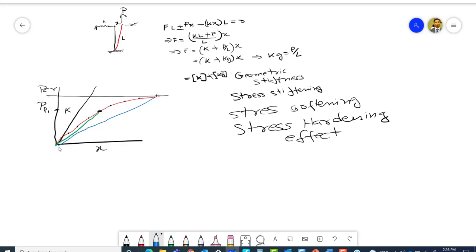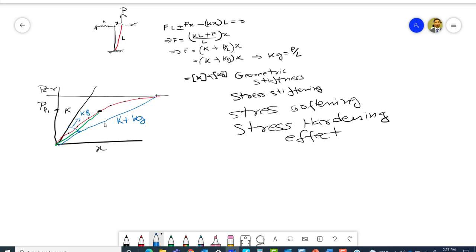Now, if you carefully notice, this graph is the representation of K plus kg. K is the actual slope that we have determined for the first order analysis, but kg is the shift from the initial path due to the inclusion of the second order effect. So the slope has shifted from this point to this point, right? The entire slope has changed from this angle to this angle, right? So this angle is kg.